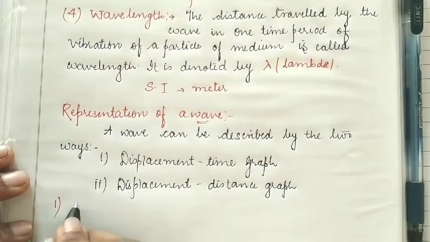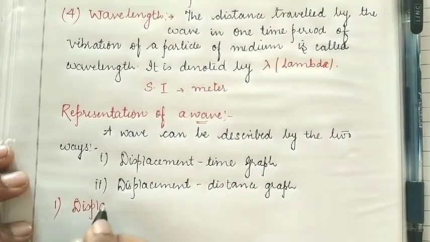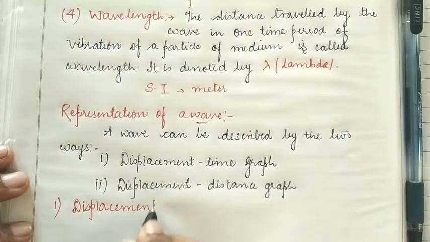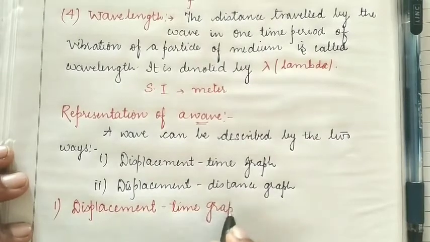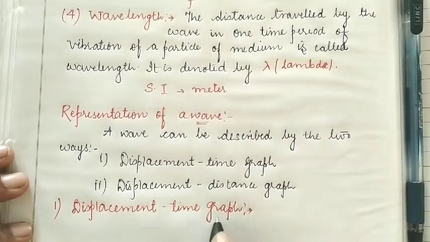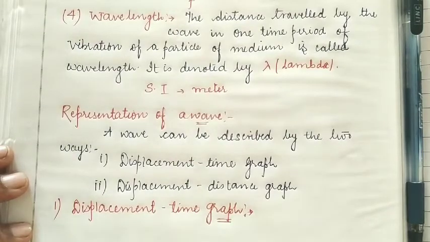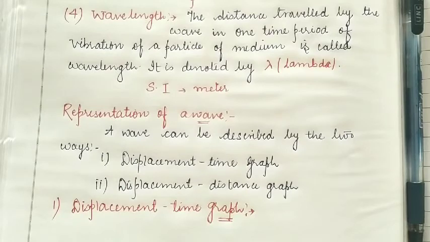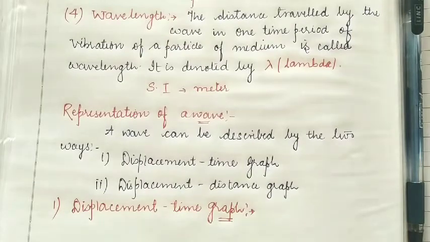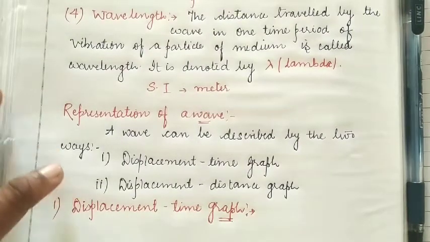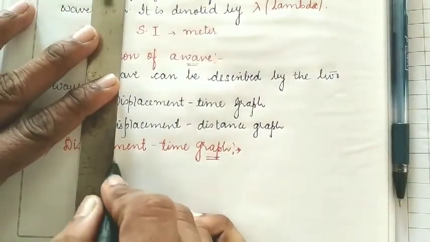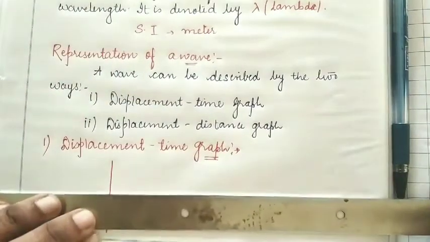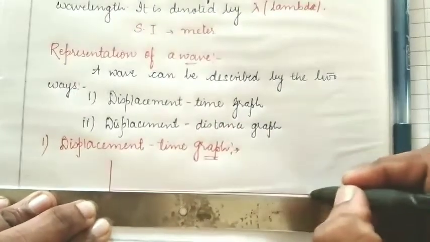So the first one is the displacement time graph. What is the displacement time graph? How can we define a graph? A graph is a pictorial representation between two variables. Let us suppose we have a wave that produces vibration in the medium, given like this. I am going to draw a graph here, and with the help of this diagram we will discuss it more.